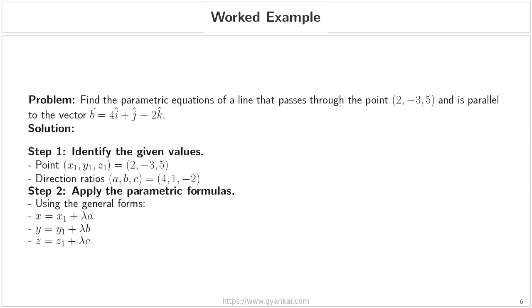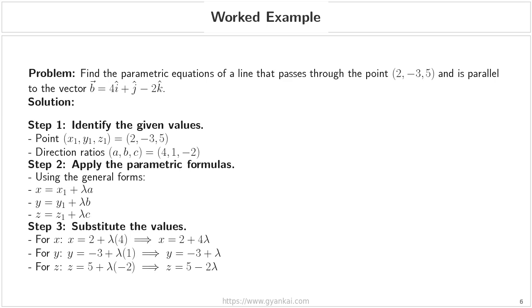Step 2, now, we apply the general parametric formulas we derived earlier in the lesson. We will use the templates where x equals x sub 1 plus lambda times a, y equals y sub 1 plus lambda times b, and z equals z sub 1 plus lambda times c. Step 3, this is where we substitute our specific values into those templates. For the x-coordinate, we plug in 2 and 4, which gives us x equals 2 plus 4 lambda.